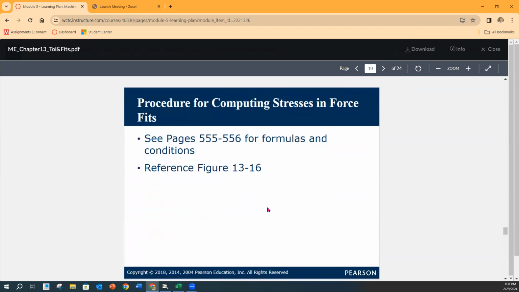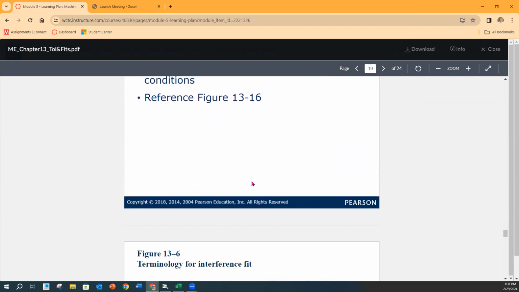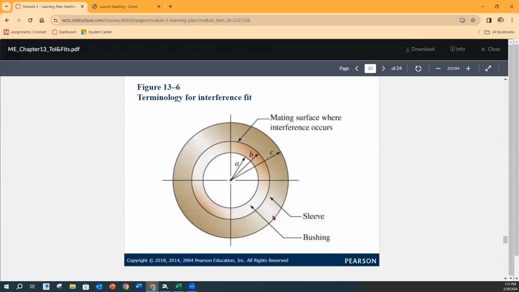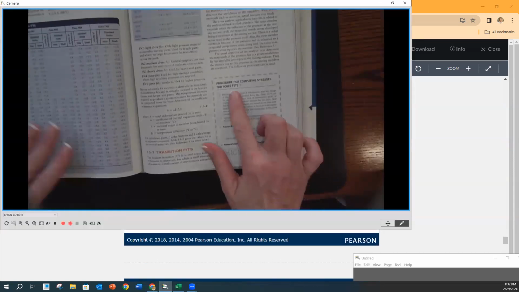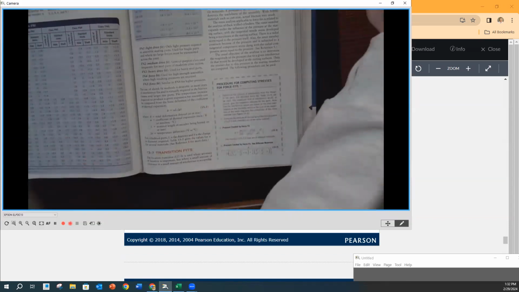So the procedure for calculating stresses is on pages 555 to 556, and the formulas and conditions are there. And it's also going to reference figure 1316. So I'm going to go underneath and we're going to look at that. Figure 1316 is going to be this one right here. So we'll see that one come up. So at the bottom here, here's our procedure in this little dotted box, and it's really nice.